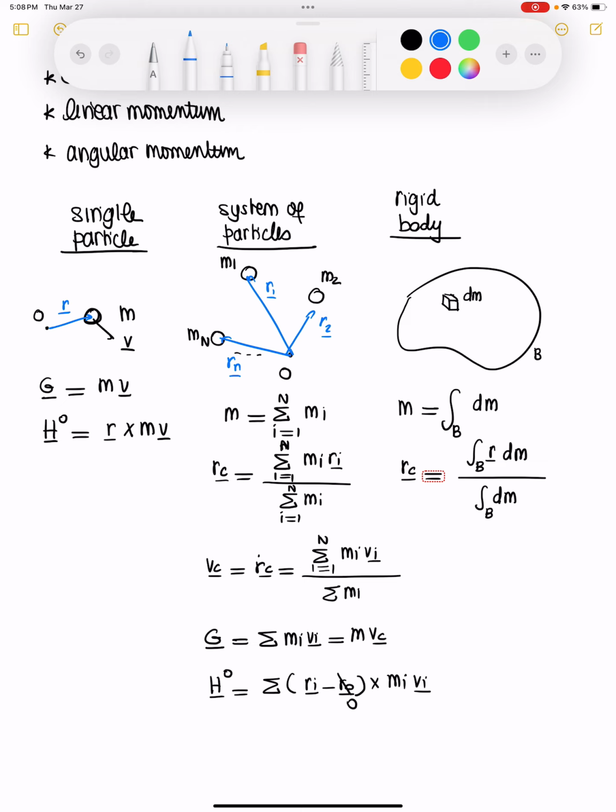So I can consider the body as composed of many dm's, many differential masses. And to calculate the center of mass of this body, say I have some origin here, and I can write the position vector to each one, r1, r2, r3, and so on. For each particle, I will sum this quantity r dm, and then I will divide this by the total mass of the body to get the position vector of the center of mass. And I can take the derivative of that to find the velocity of the center of mass.